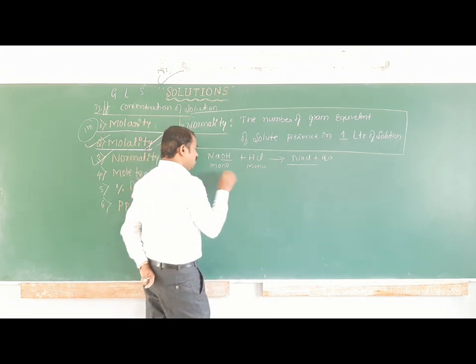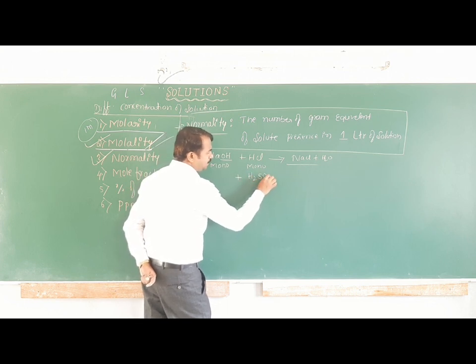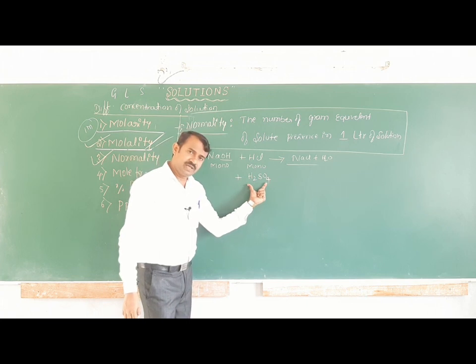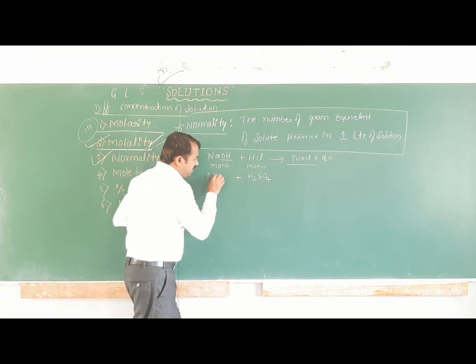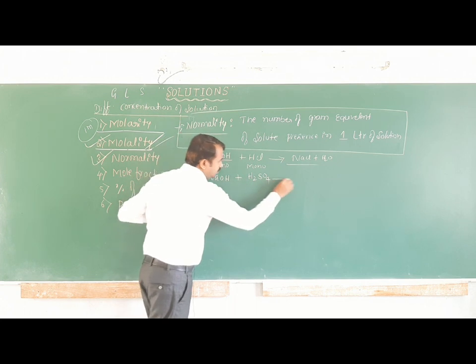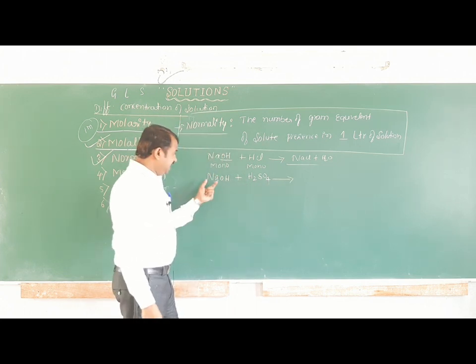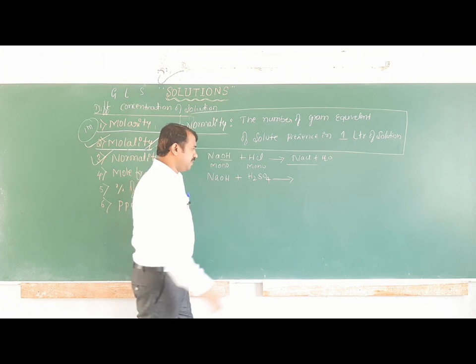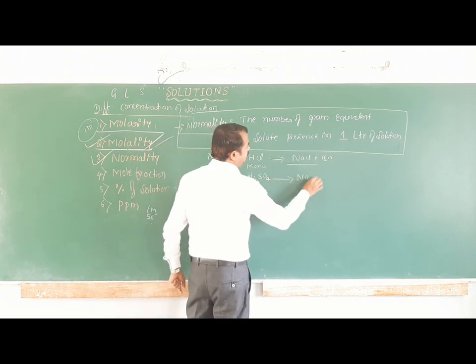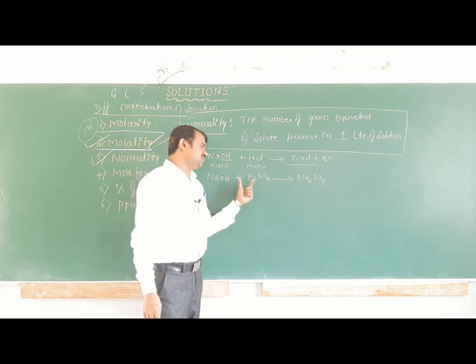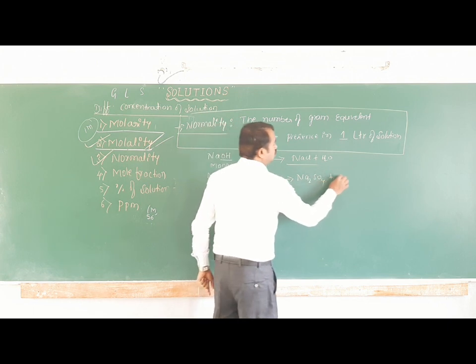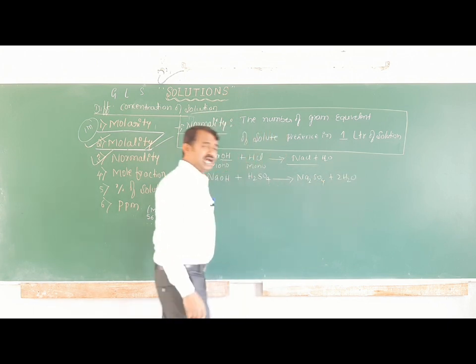In case, suppose we are using H2SO4 instead of HCl. Listen students carefully. Sulfuric acid is also an acidic medium, HCl also an acidic medium. Sulfuric acid reacts with sodium hydroxide to form Na2SO4 plus H2O, sodium sulfate and H2O.